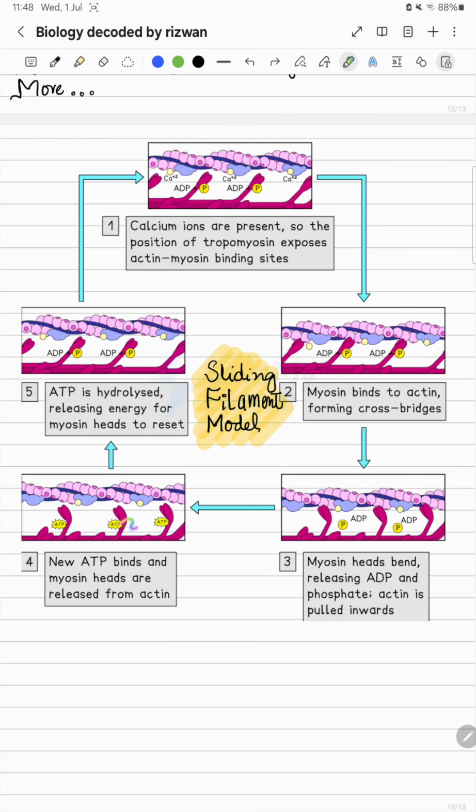And later on, when ATP is being used up, the head is going to detach itself from the binding site. Hope it clears the whole model.